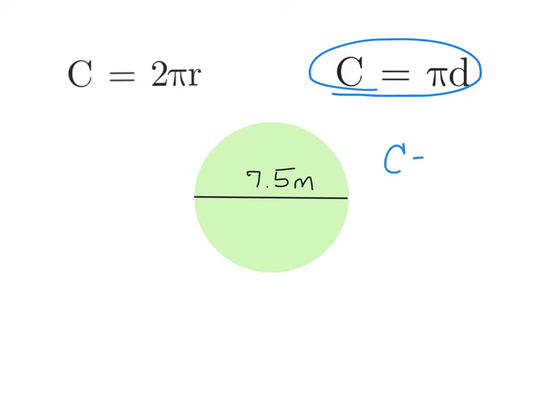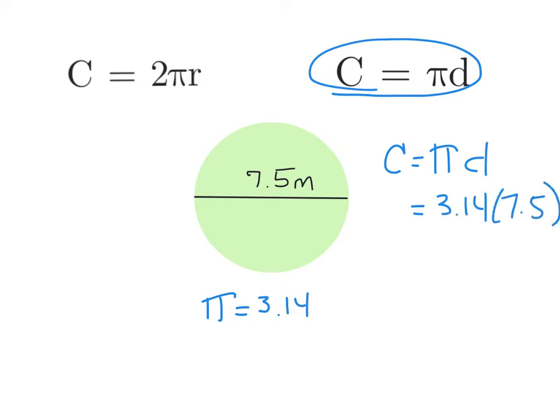So I'm going to write down my formula, pi times diameter, and then I'm going to plug in what I know. And again, I'm going to use pi is equal to 3.14, so I'm going to use the estimate. So pi is equal to 3.14 times my diameter, which is 7.5, and my circumference is going to end up being 23.55 meters when we do that multiplication out.